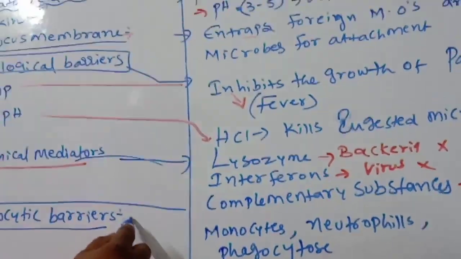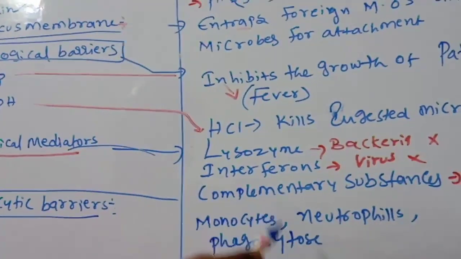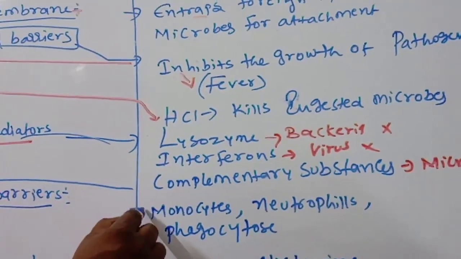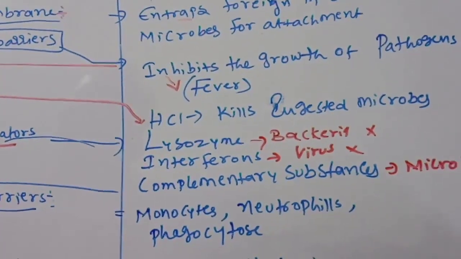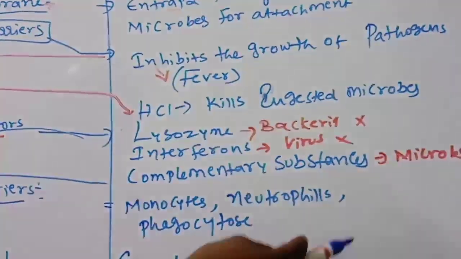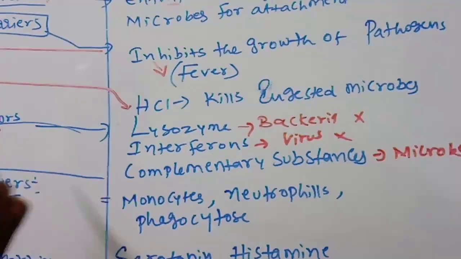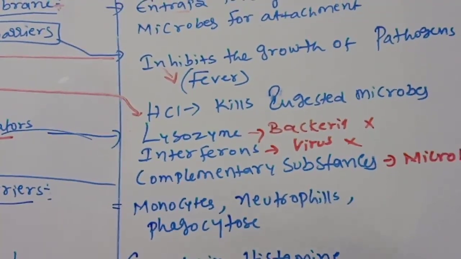Next, phagocytic barriers. Phagocytic means cell eating or cell engulfing. So phagocytic barriers, what are they? Monocytes, neutrophils and phagocytes. What will they do? They kill or engulf the pathogens. So that's why they are also part of innate immunity, the phagocytic barriers.